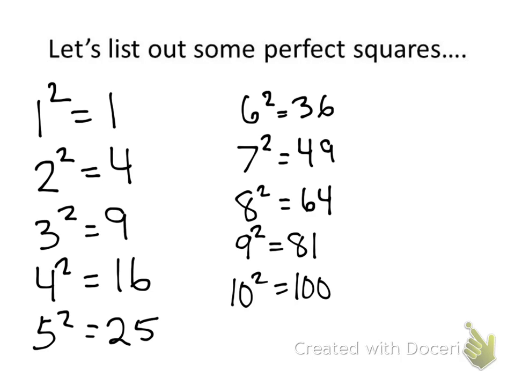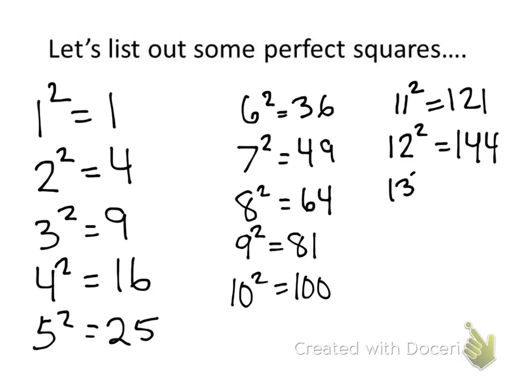Alright, here's where it gets a little more challenging when you get above 10. 11 squared is 121. 12 squared is 144. 13 squared is 169. 14 squared is 196. I always think those are cool because it's like the last two numbers reversed. 15 squared is 225.